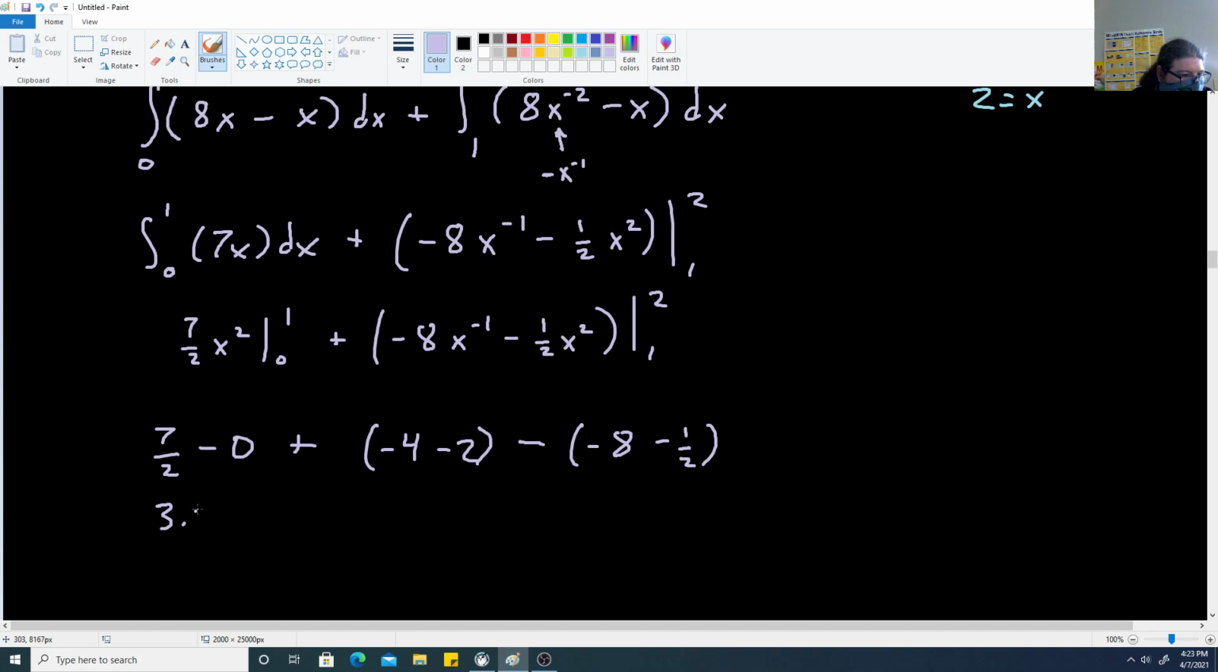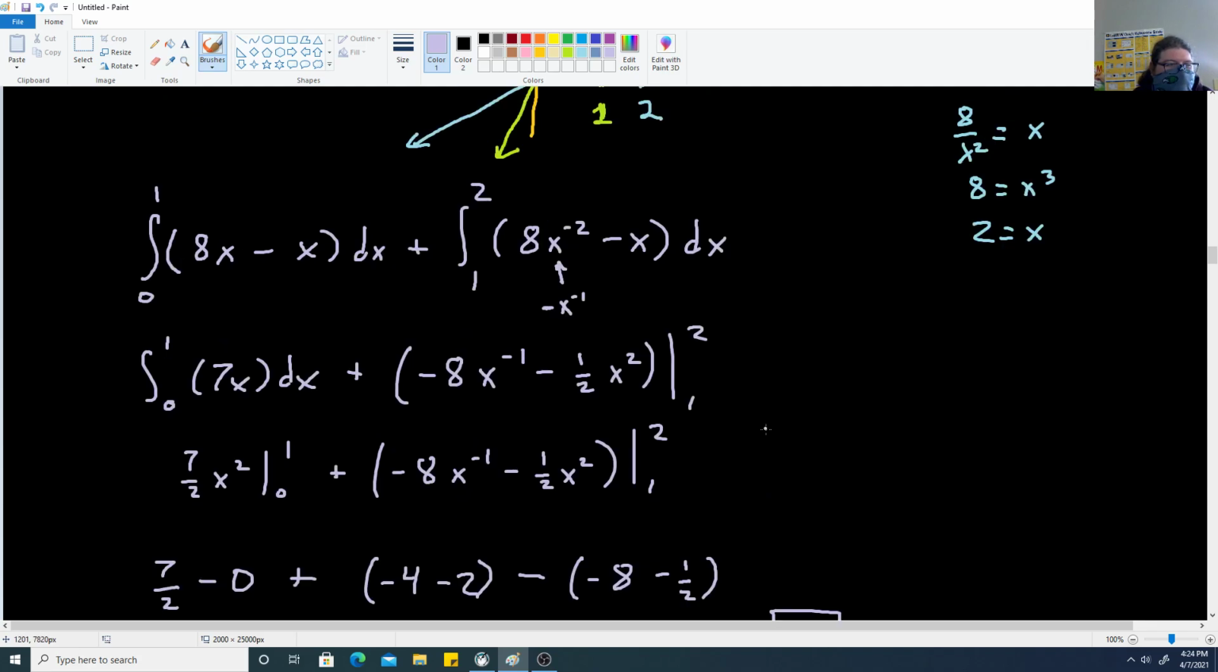7/2 is 3.5. So we've got 3.5 plus negative 6. And then minus negative 8.5 is plus 8.5. So 3.5 plus 8.5: 3 plus 8 is 11, plus 0.5 is 12. So it's going to be 12 minus 6, which equals 6. So that's the area between the two curves.